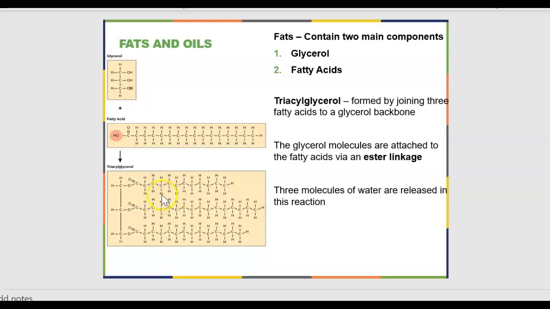3 molecules of water are released. So for each one of these linkages here, you have 1 water molecule released. And in the end, we call this particular joining an ester linkage. So this is called an ester linkage.